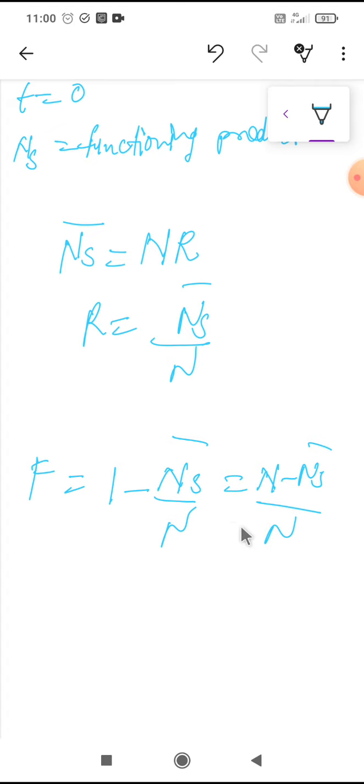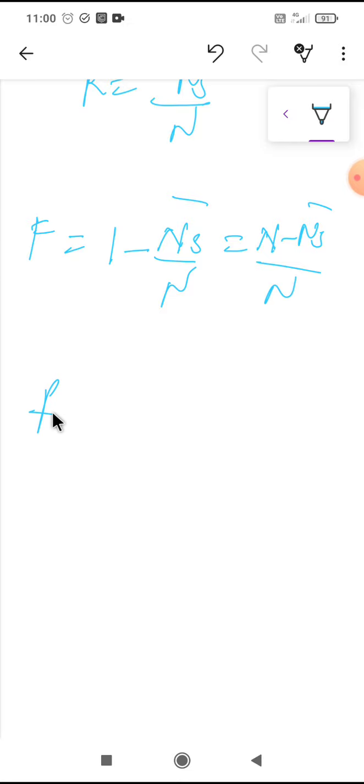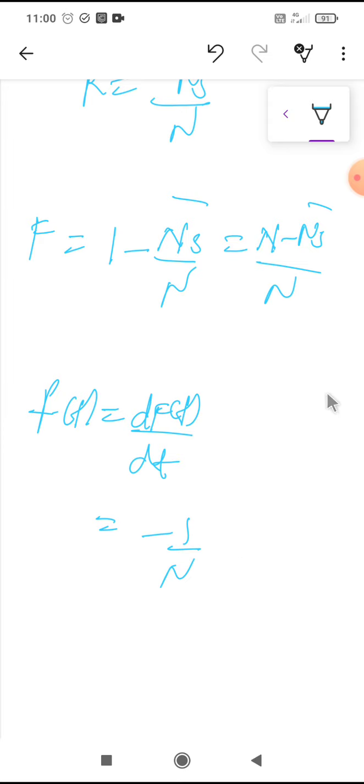Differentiating, we have f of t equal to dF of t by dt, which is equal to minus 1 upon n times d Ns by dt. Here 1 upon n is a constant, and the derivative of n is 0, and the minus sign comes out. Since Ns is a function of time, only that term gets differentiated.